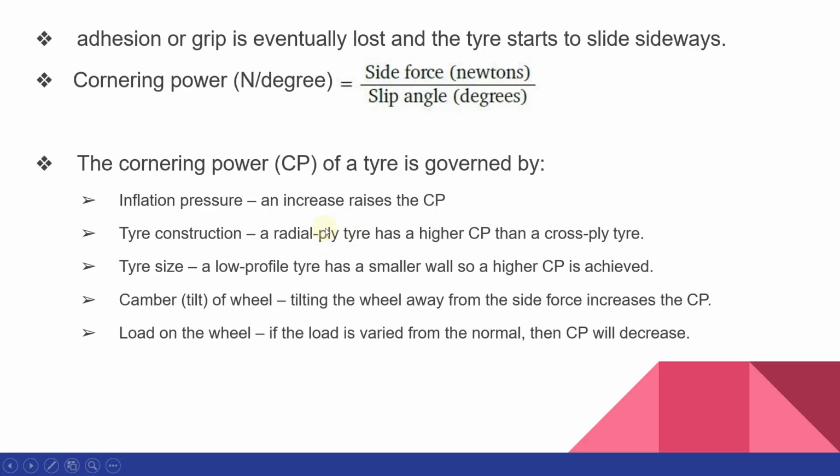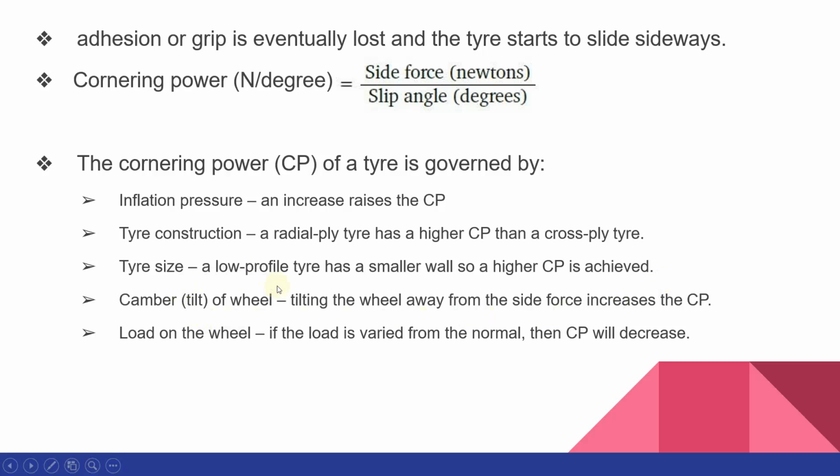So we have multiple plies or multiple layers which make up an entire tire. If the plies are arranged radially, it is known as a radial tire. If it is arranged in a crosswise direction, that is, one ply is kept and on top of that ply another layer is kept in the cross direction, it is known as a cross ply tire. A radial ply tire has a greater cornering power than a cross ply tire. Then tire size also influences cornering power. A low profile tire has a smaller width or a smaller wall, so higher cornering power is achieved.